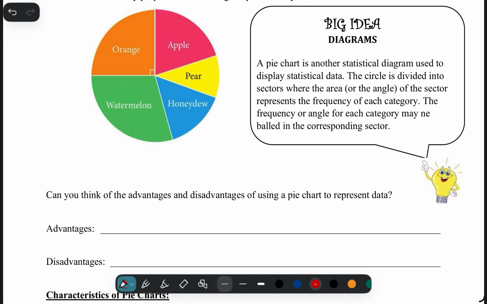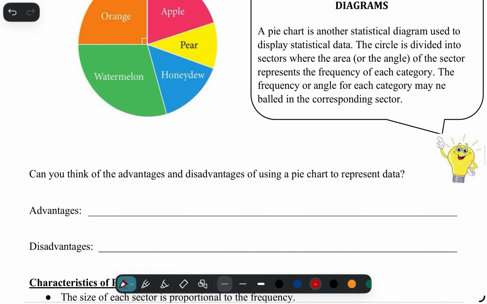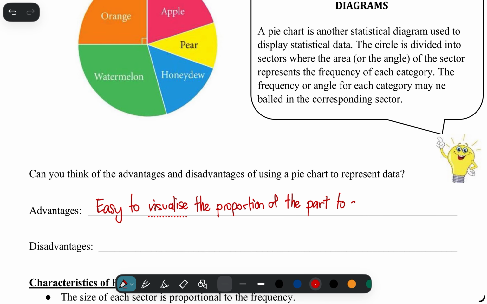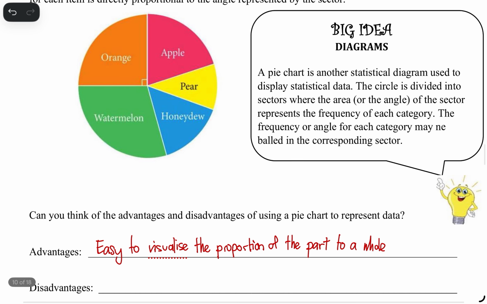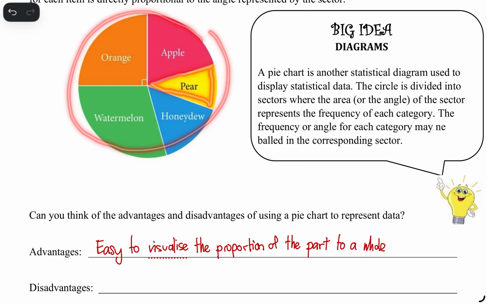Okay, so I hope that you have thought it through. Over here, the advantage of using a pie chart is that it is easy to visualize. What are we visualizing? We are visualizing the proportion of the part of the pie chart to the whole data set we're looking at. So let's say, for example, if I want to look at pear, I can see that pear takes up the smallest proportion out of all the fruits in this whole circle.